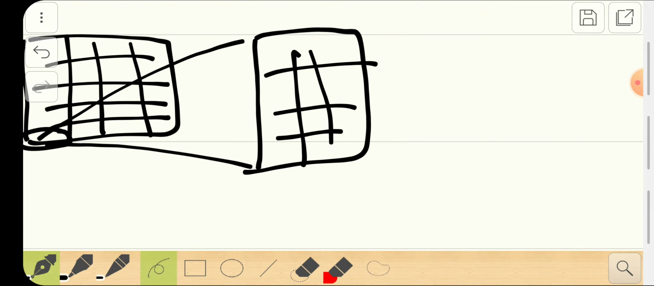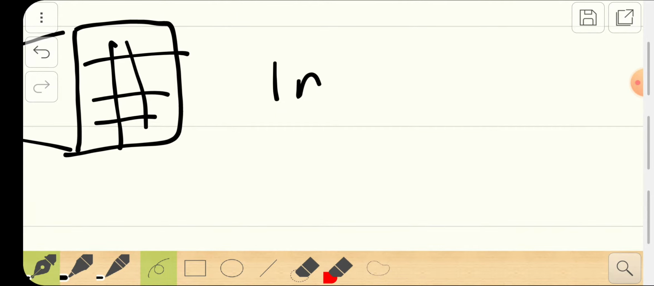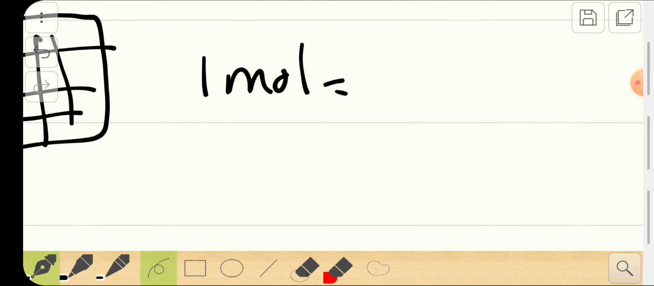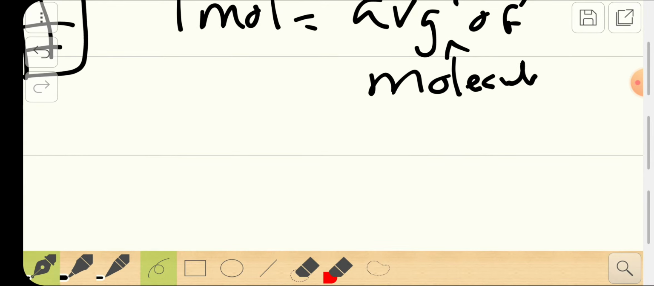Now, in physics, in reality, we use some unit system. One such unit is called mole, right? One mole means the average mass of a molecule. So it's an average mass of a molecule. Okay, that's one mole. So what does it mean? It means that it's the amount of mass present in a universal part of a molecule. Okay, that's the smallest unit mass that we have.